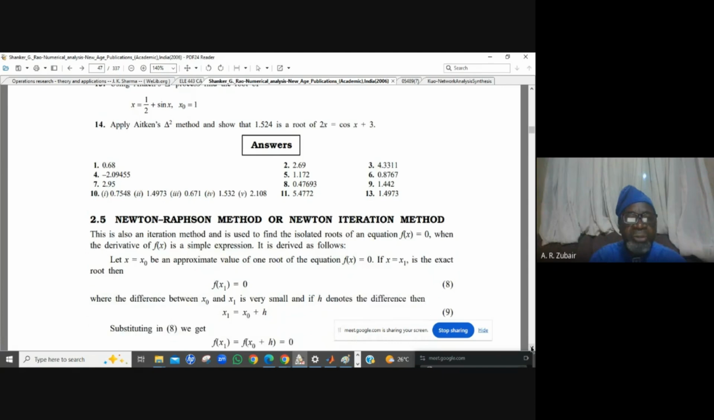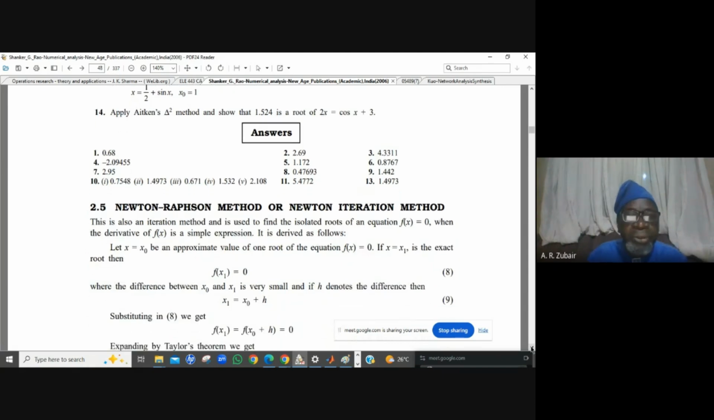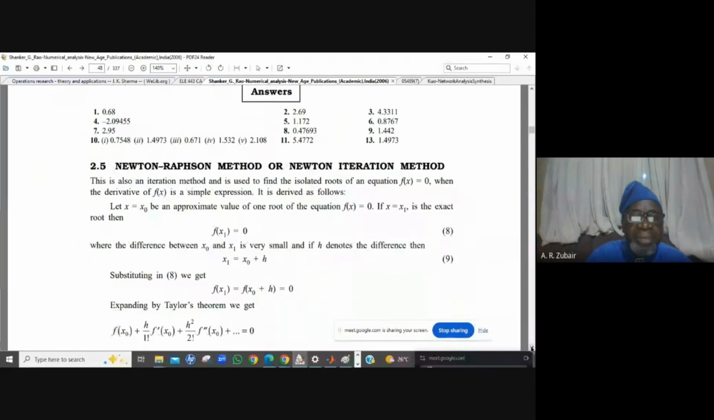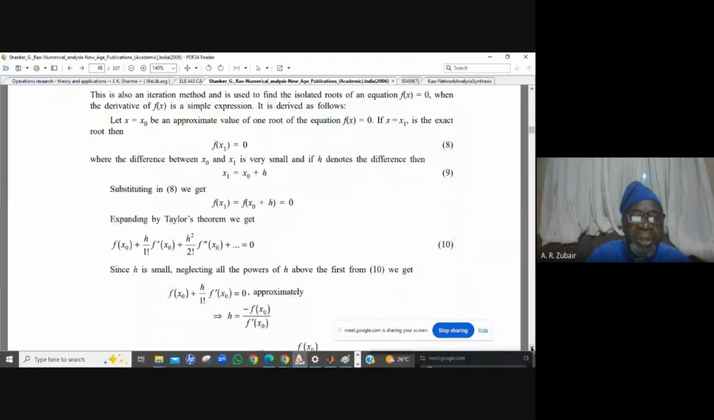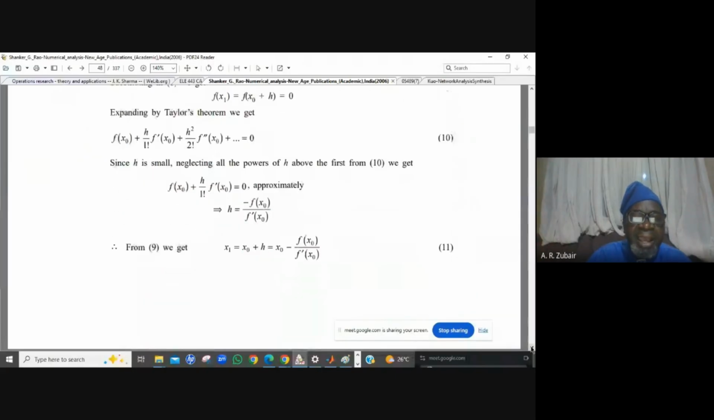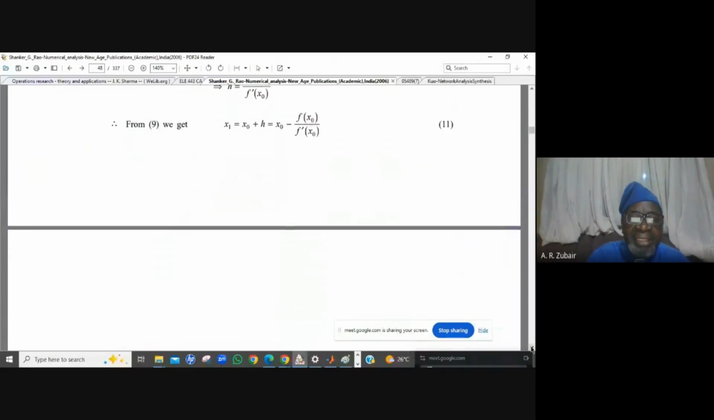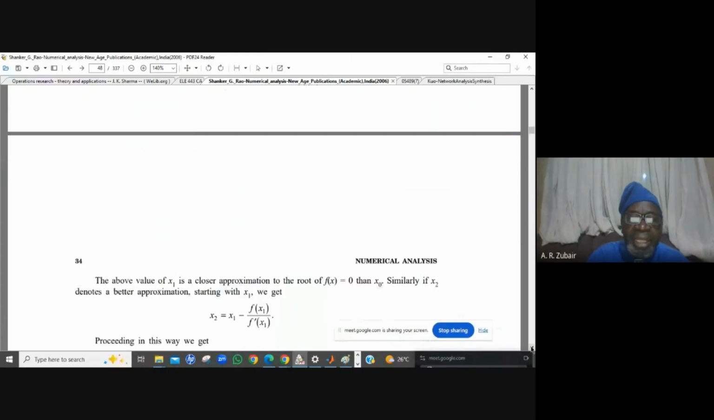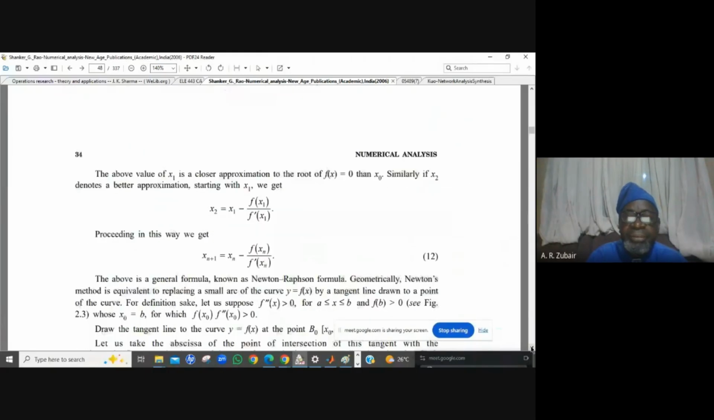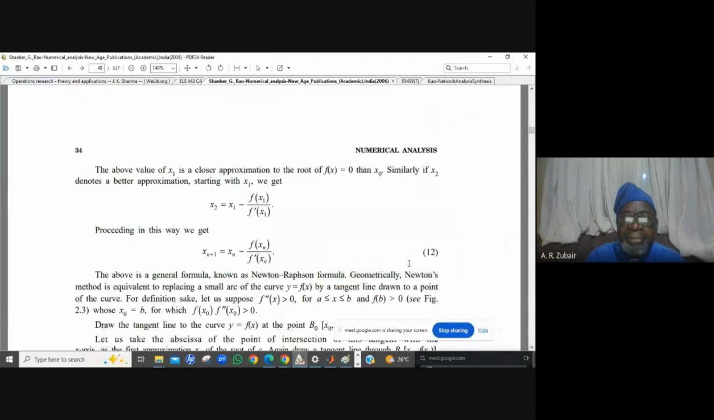So this brings us to what is called the Newton-Raphson method, or Newton iteration method. Well, let us not bother about how they arrive at the method. Let us master the method. The method is summarized here, on equation 12.